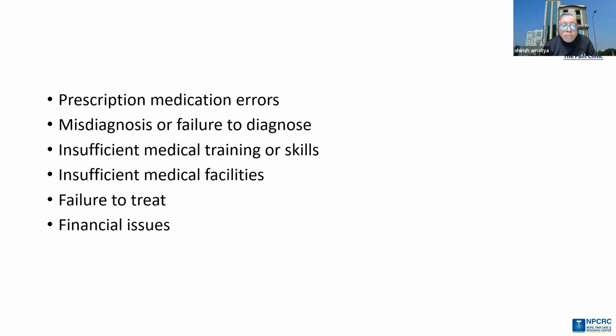One is that sometimes there can be mistakes during prescription of medication, either by us or by the pharmacist. Sometimes we can mistakenly write the name of another drug, or the pharmacist who is delivering the drug can give another drug whose name is almost similar to the prescribed drug. So that can be one of the mistakes. Another is misdiagnosis or failure to diagnose. This is one of the most common mistakes that we make during management of the patient.